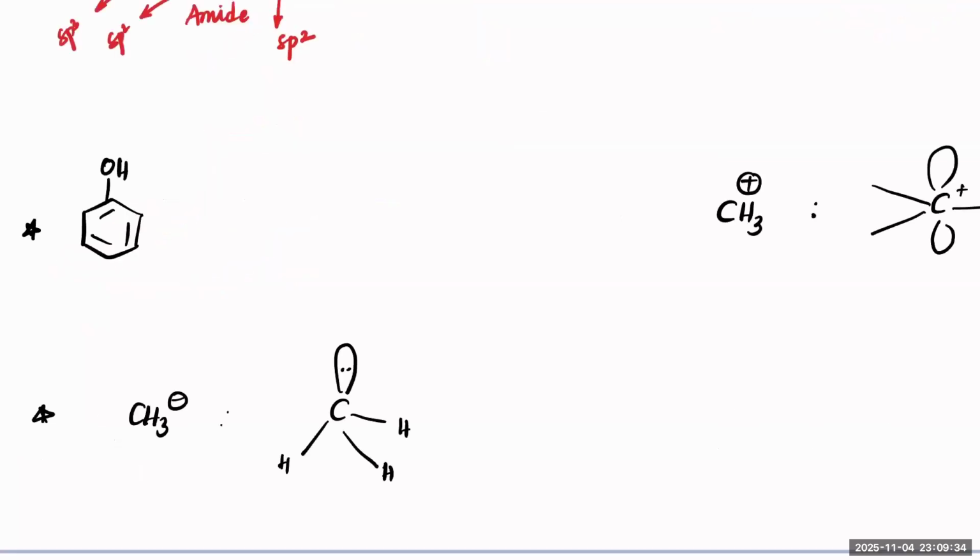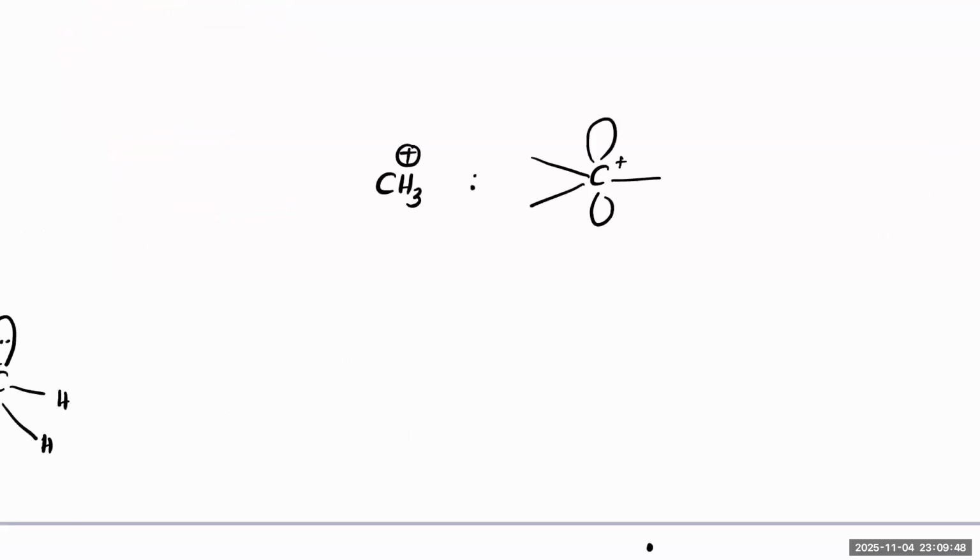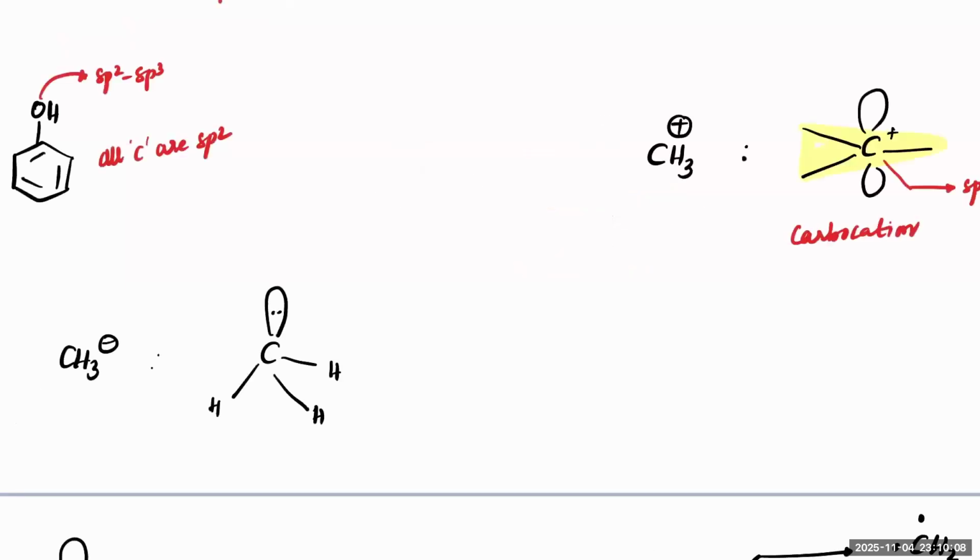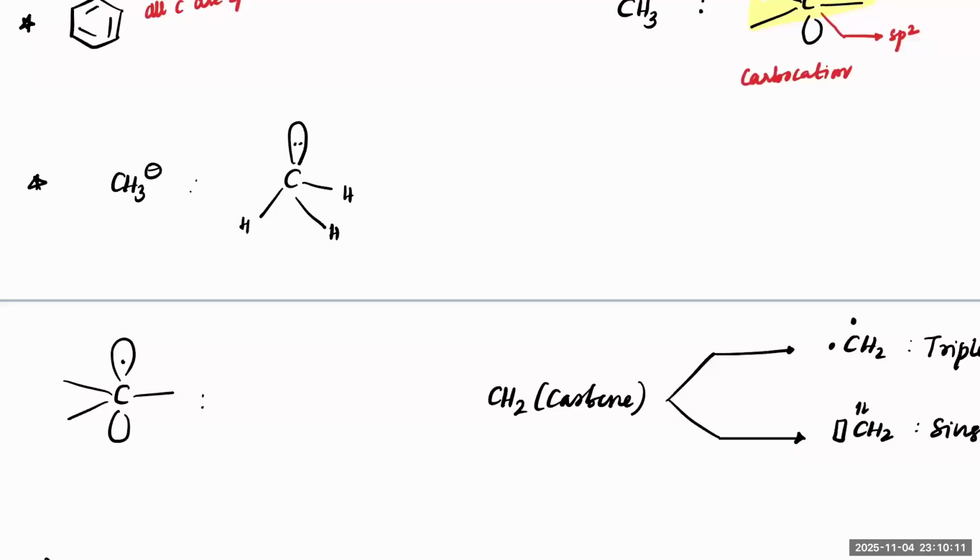Next, we have phenol. In phenol, this oxygen will be somewhere between sp2 and sp3. Otherwise, all carbons are sp2 hybridized. Got it? If only CH3 is present with a positive charge, this is called a carbocation. So wherever you have a carbon with a positive charge, we call it a carbocation. You can see it is maintaining planarity here, which makes it important that it is sp2 hybridized. While CH3 with a negative charge will be an sp3 carbon with pyramidal shape.